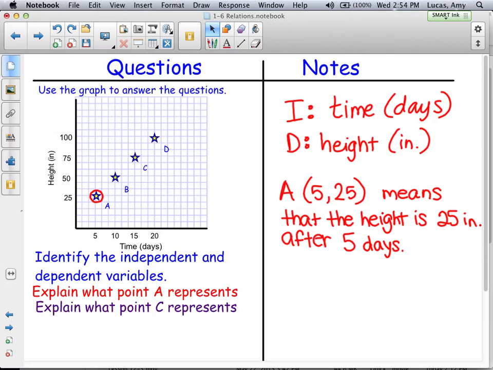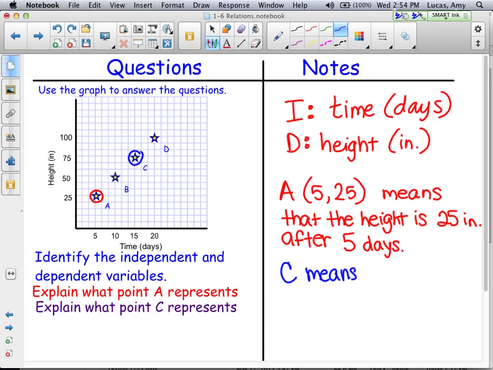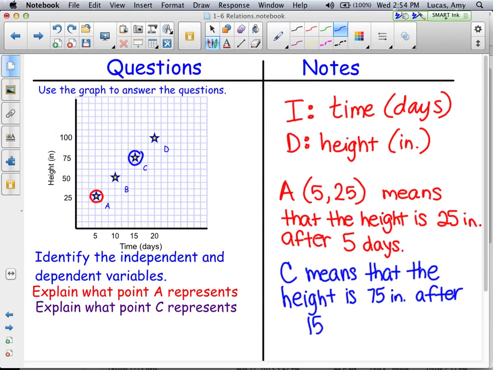The next one, very similar, says to explain what point C represents. So point C looks like 15 and then 75. So C means that the height is 75 inches after 15 days. If there was a title on this graph, we would know exactly what they're talking about, the height of what. You could make something up on your own, but it doesn't tell us with the title on this.